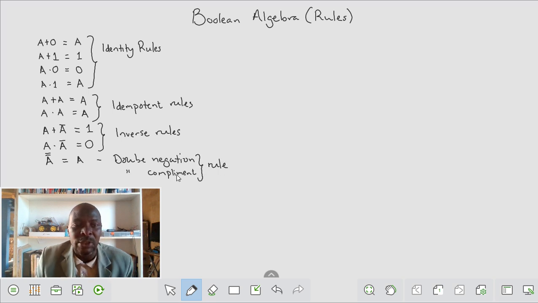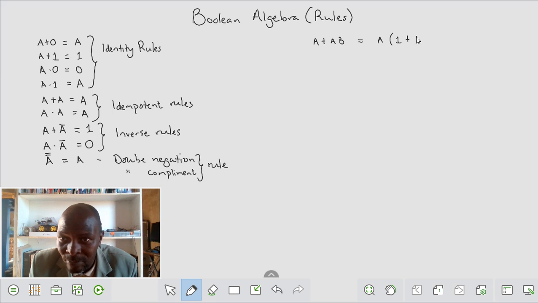All right, so we then have other rules though. We would have something like, let's say we have something like A or AB. For me, these would be derived rules. Why? If you look at this, it's straightforward. Let's just do mathematics here. This is the same as A times, like doing math now, we're actually basically factorizing, 1 or B.